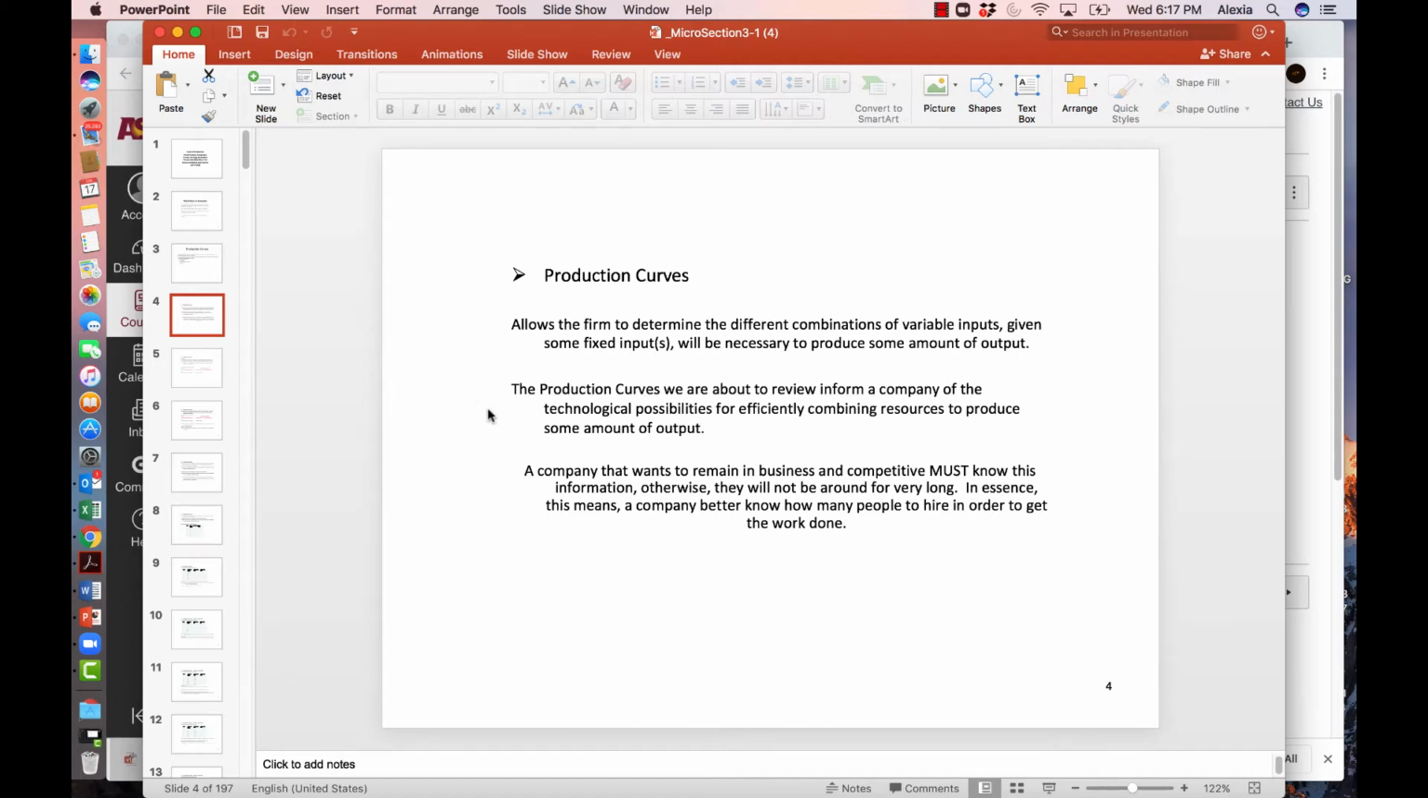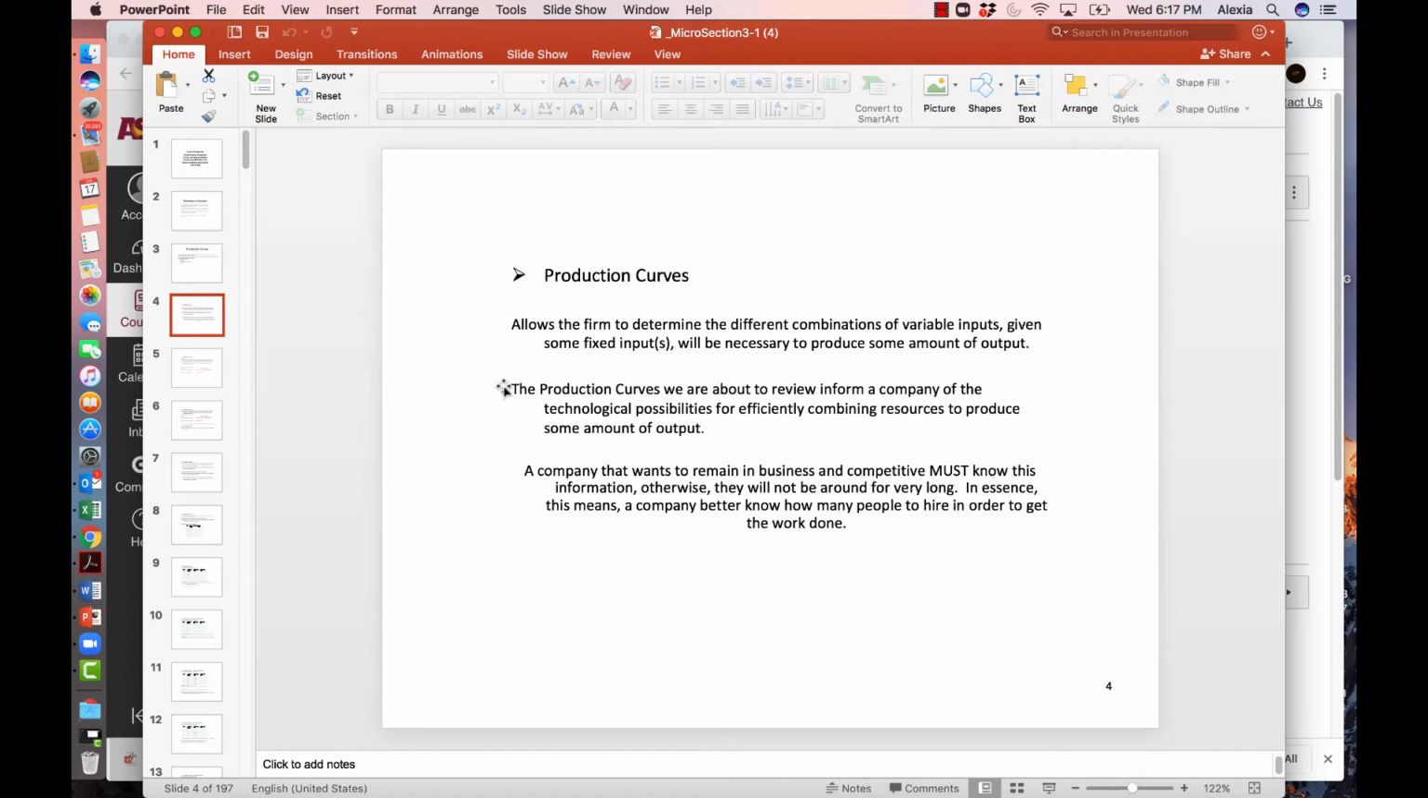So the production curves, I'll read here. I don't like reading slides, but we'll briefly read. Allows the firm to determine different combinations of variable inputs, given something fixed, that will be necessary to produce some amount of output. And we're going to be doing an example of this. It informs a company of the technological possibilities for efficiently combining resources to produce some amount of output. So again, we're going to expand more on that in a minute.